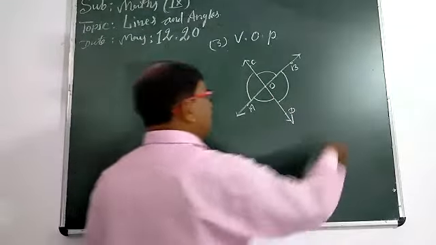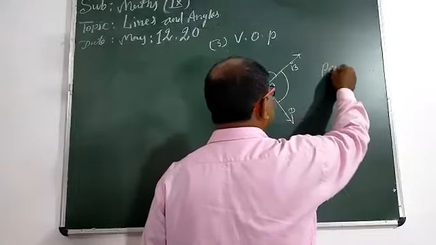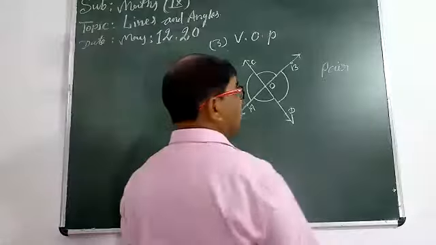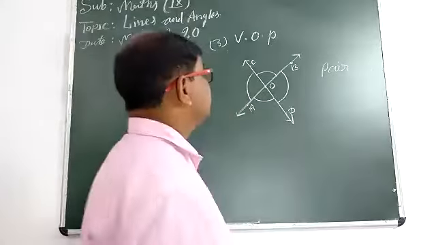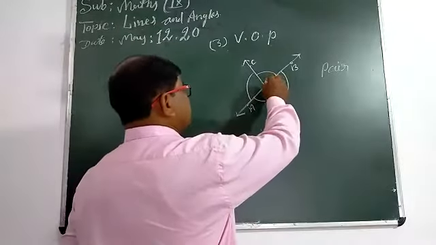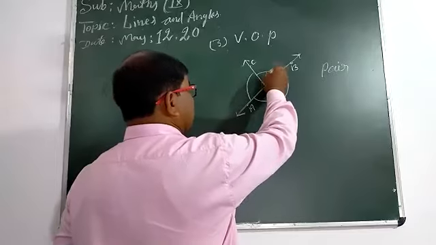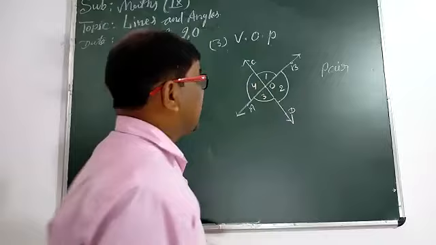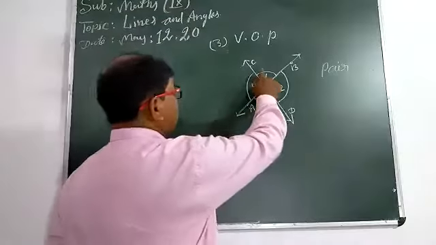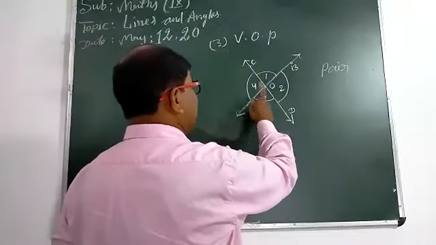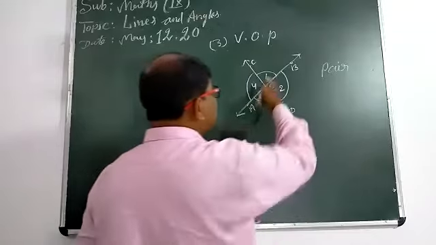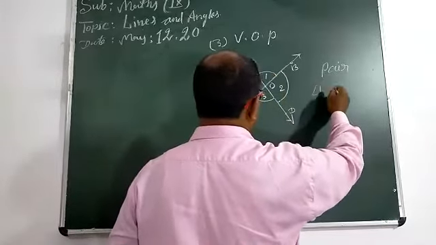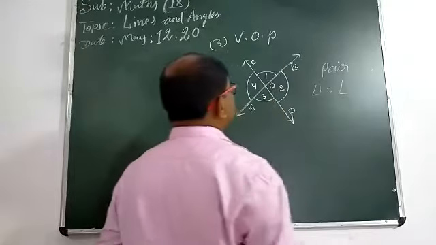Have you heard the word pair? Just like a couple. Pair means 2. Suppose that this is angle 1, that is angle 2, 3, 4. These are the names of the angles: angle 1, angle 2, angle 3, angle 4. You can write their real names also. Just like if you are writing angle 1, you can write angle BOC.